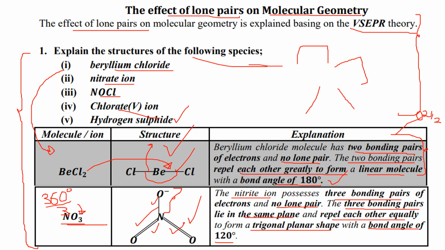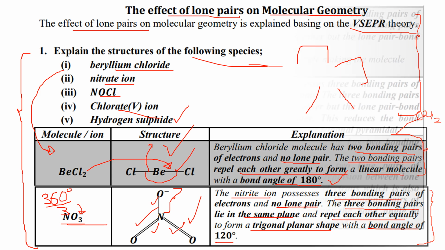So since we have no lone pairs of electrons, we only have bonding pairs of electrons, which are three. The three bonding pairs of electrons which lie in the same plane are going to repel each other greatly, and on repelling each other greatly, they end up forming a trigonal planar shape with a bond angle of 120 degrees between them. So that's a brief explanation for all molecules or ions that exist under a trigonal planar shape.